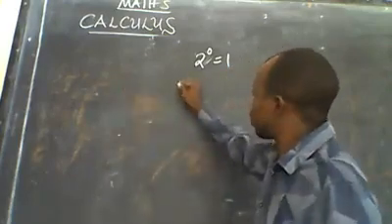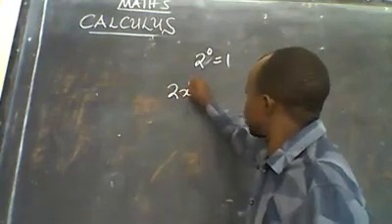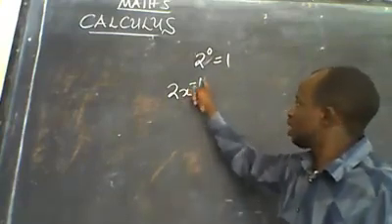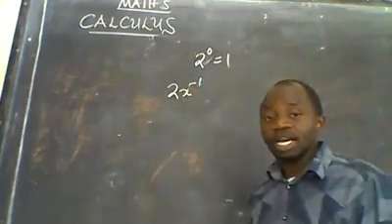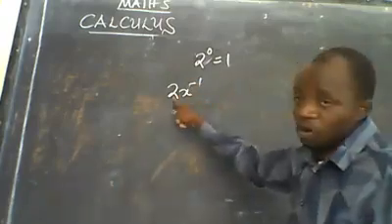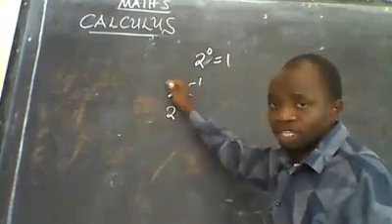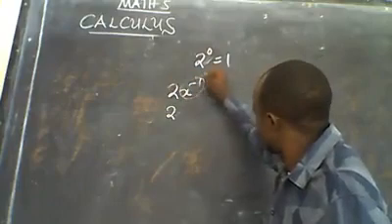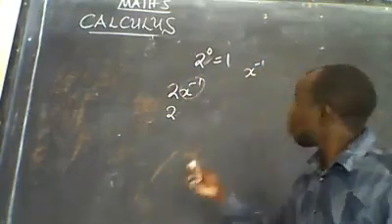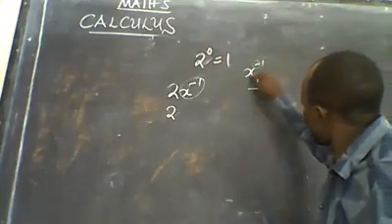Whereby we have 2x negative 1. Indices, we said negative means what? I said negative means 1 over. So if it is in this form, then we are saying 2 is a coefficient on its own, and then I can change the x negative 1 into fraction form, where the negative on its own will be 1 over x.